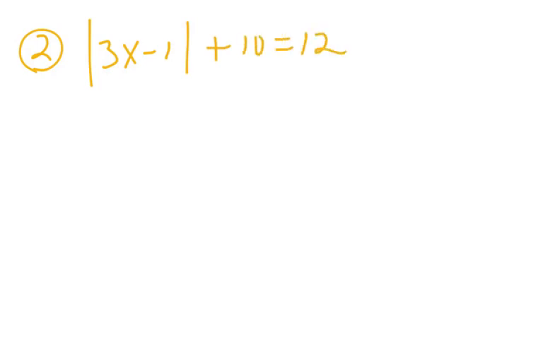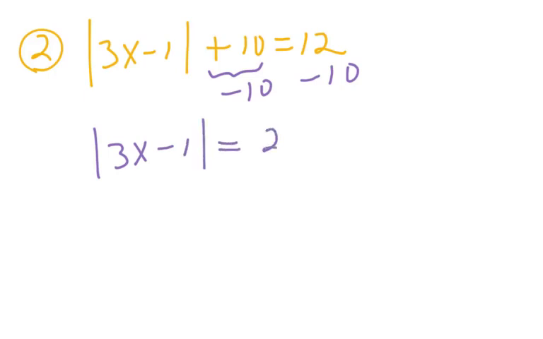All right, let's look at another one. Here I have the absolute value of 3x minus 1, plus 10, is equal to 12. As I said in the previous example, you want to make sure that the absolute value bars are isolated. Notice here I have a 10. You must isolate the absolute value bars. Subtract 10 from both sides. The absolute value of 3x minus 1 is equal to 2.